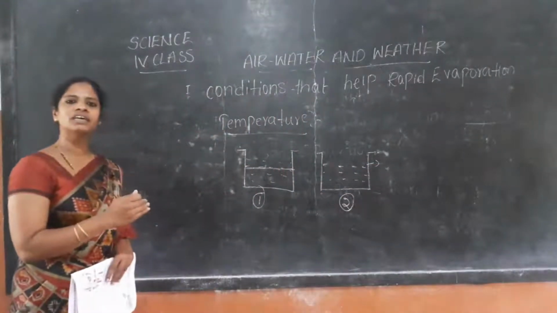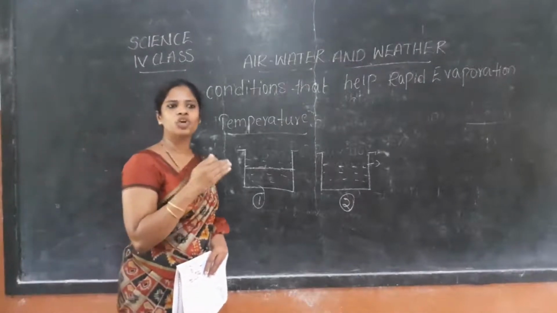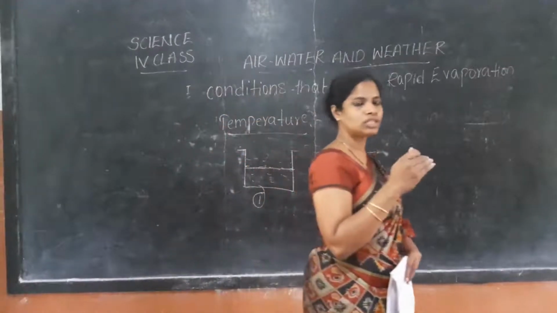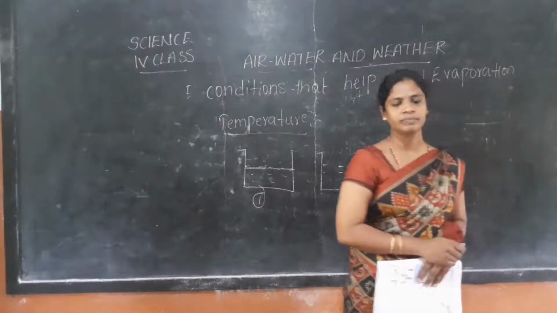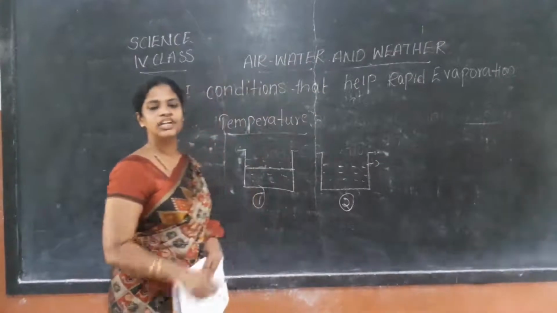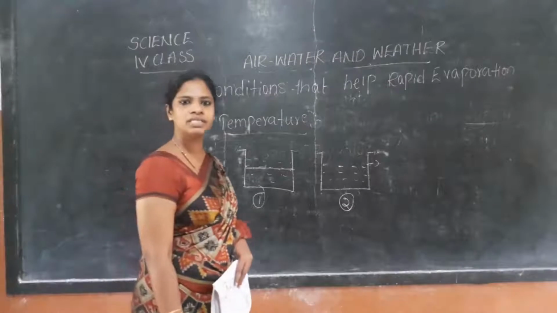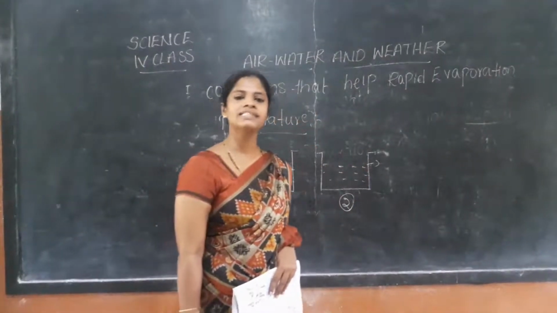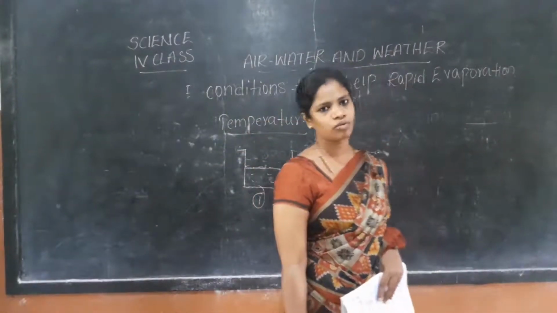This we will observe in our day-to-day life students. Whenever your mother washes the clothes, she keeps them on the terrace. Why? Because a sufficient amount of temperature will be present, so the clothes dry up faster. But if you keep the same clothes inside the house, it takes a lot of time to dry as there is not sufficient temperature inside the house. Did you understand students?